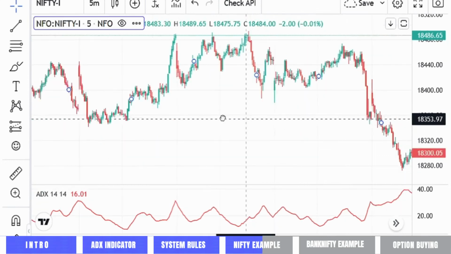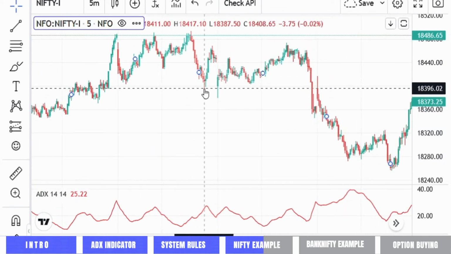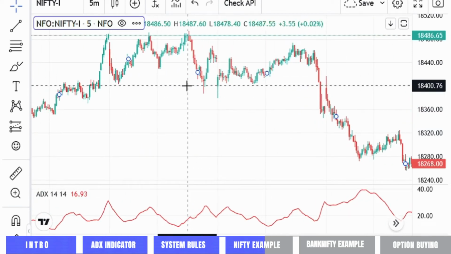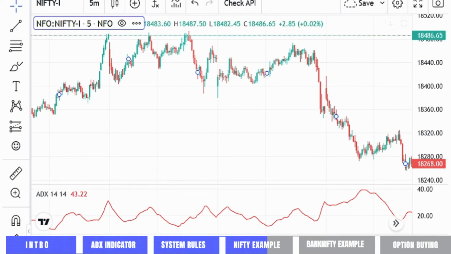Yeah, so this looks like a decent example. We can see that around 18,400 levels, the Nifty was getting very good support. So if we mark this level, around this 18,400 level, we were getting a very good support. And again, we want to check whether we should have taken an entry somewhere here or not.